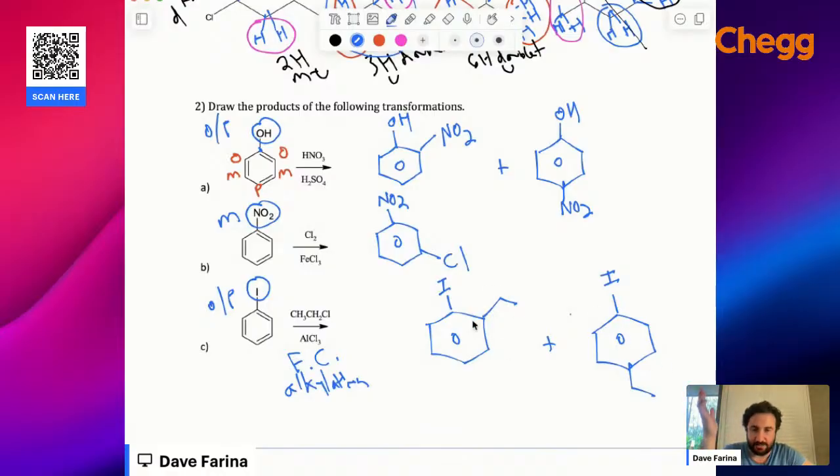We say, right, there would be even a tiny amount of meta, but it's so insignificant that we don't count it as a major product. These are both major products, 70-30, whatever it is, something like that. Okay, so those are the basics.